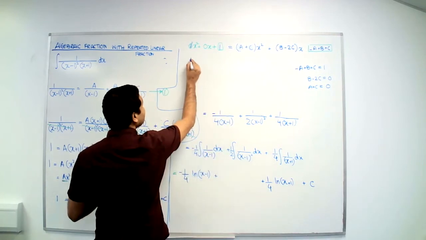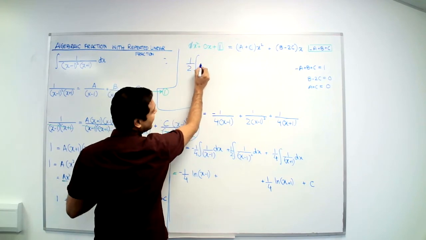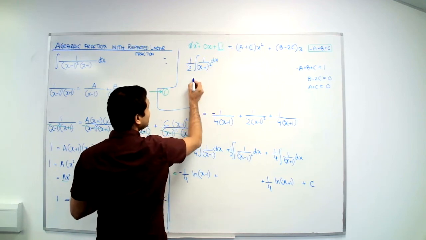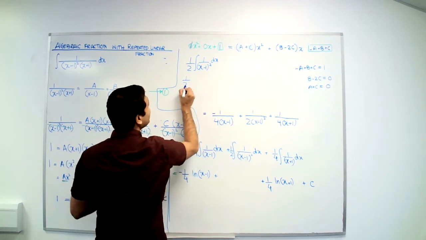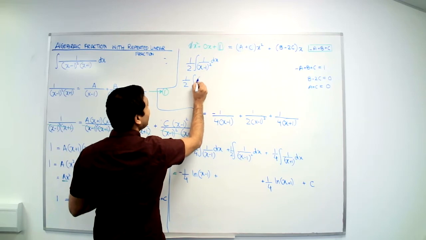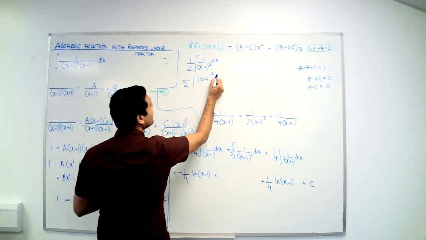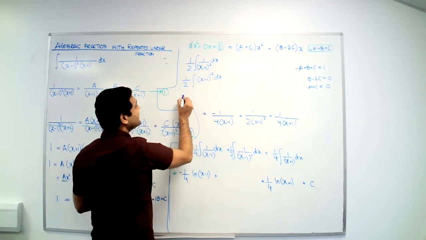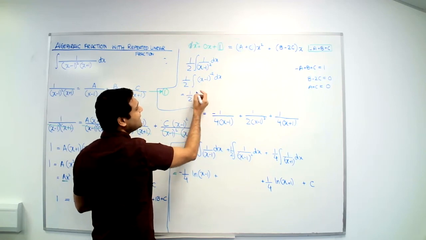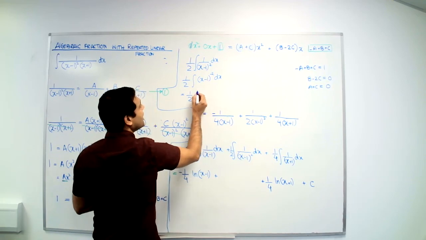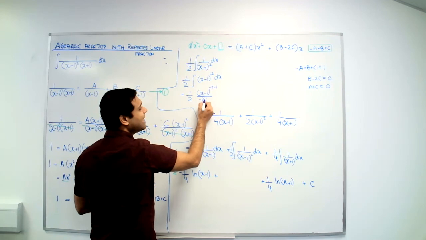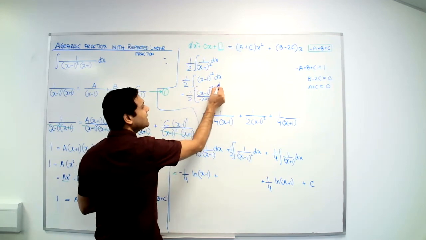Now this one, I got the half and I need to integrate 1 over (x minus 1) squared, dx. The easy way to do that one is 1 over 2, and (x minus 1) to the power of minus 2. I haven't integrated yet. It's a 2, and when you move it up, it becomes a minus 2, law of indices. Now, when I integrate this, you increase the power by 1 and divide by that new power as well. That's how the integration of this works.